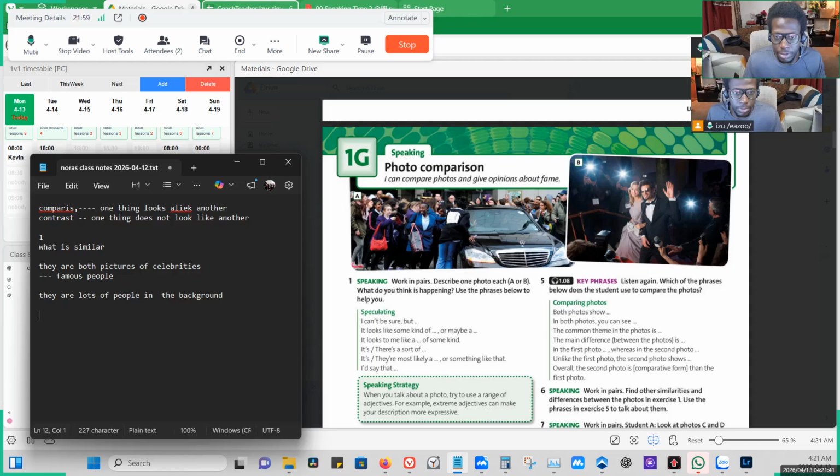Now we're going to speculate, and we're going to use some words here to talk about some things that are going on in this picture. It says, describe one photo each, A or B, and what do you think is happening, and use the phrases below to help you.